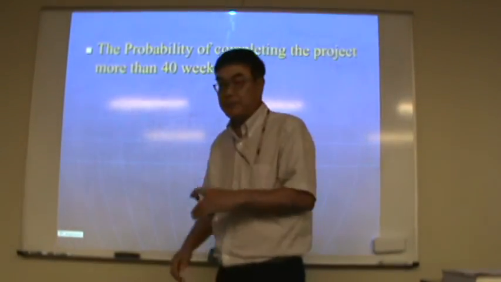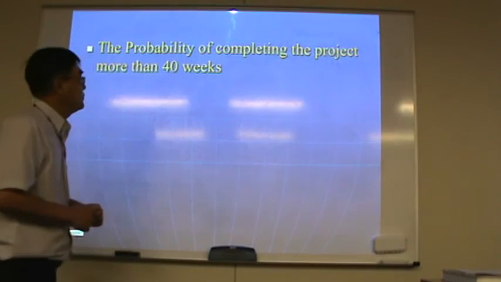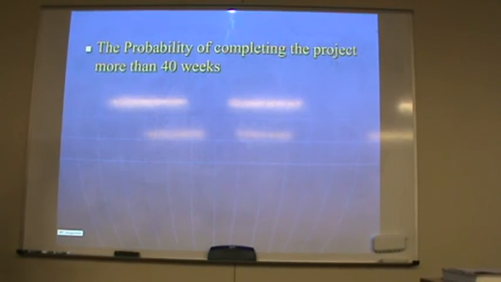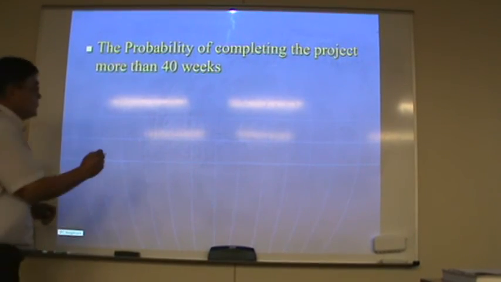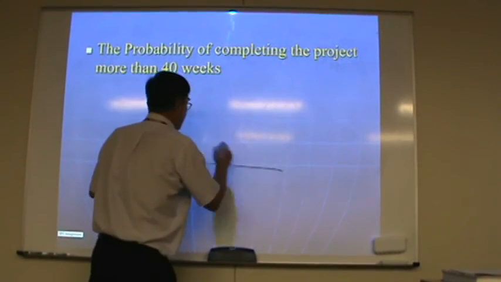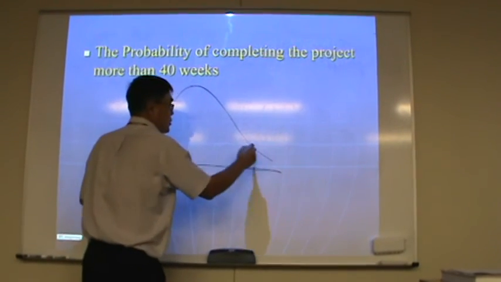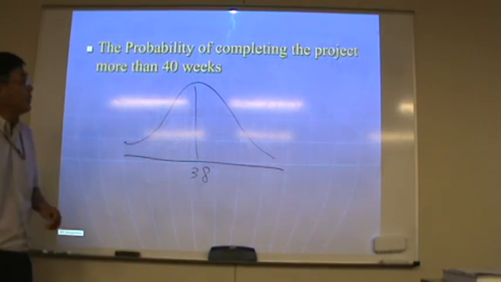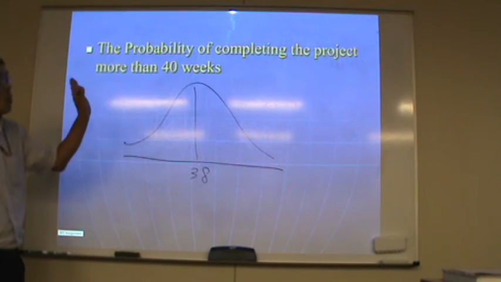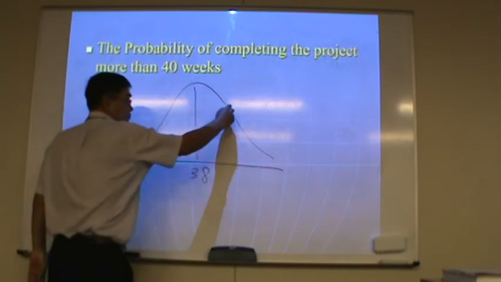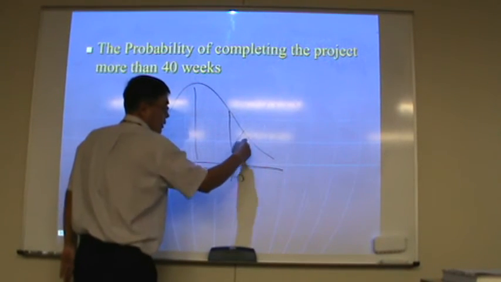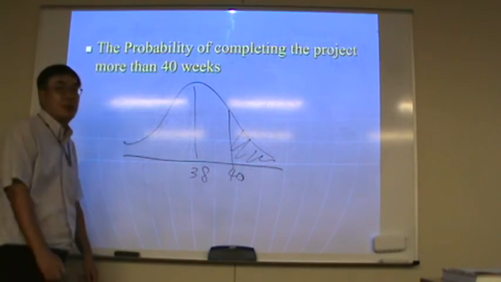Next question. Okay, I think I got it. Let's do it. Again, normal distribution. 38 here. It's now 40. This one asks more than 40. 40 here and this area.